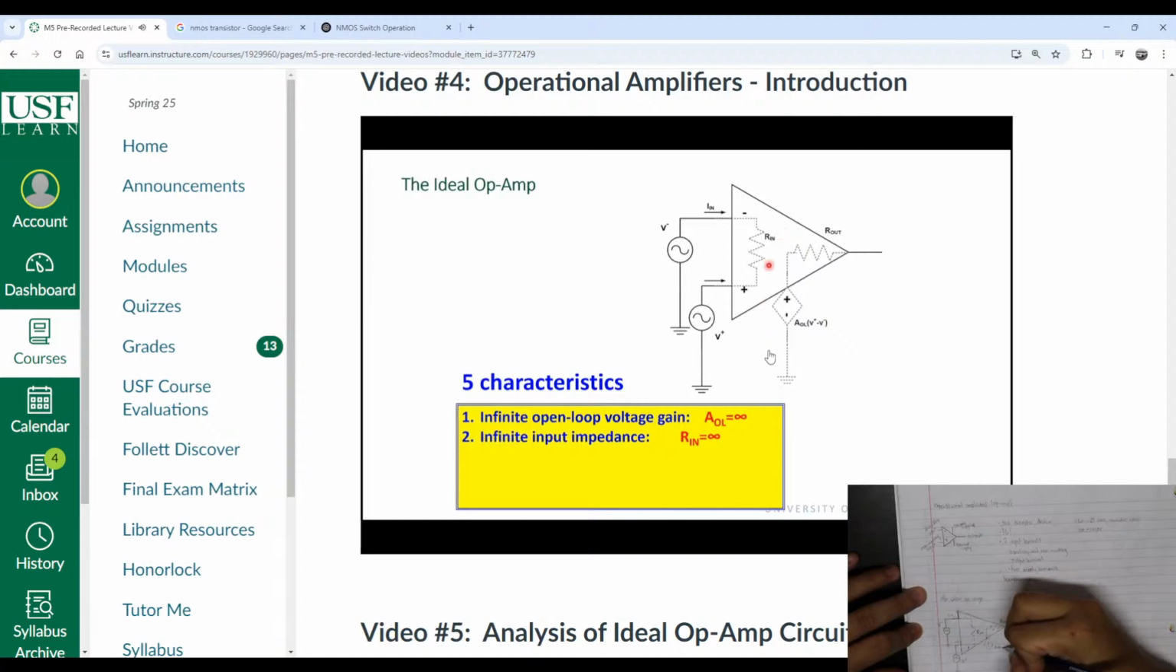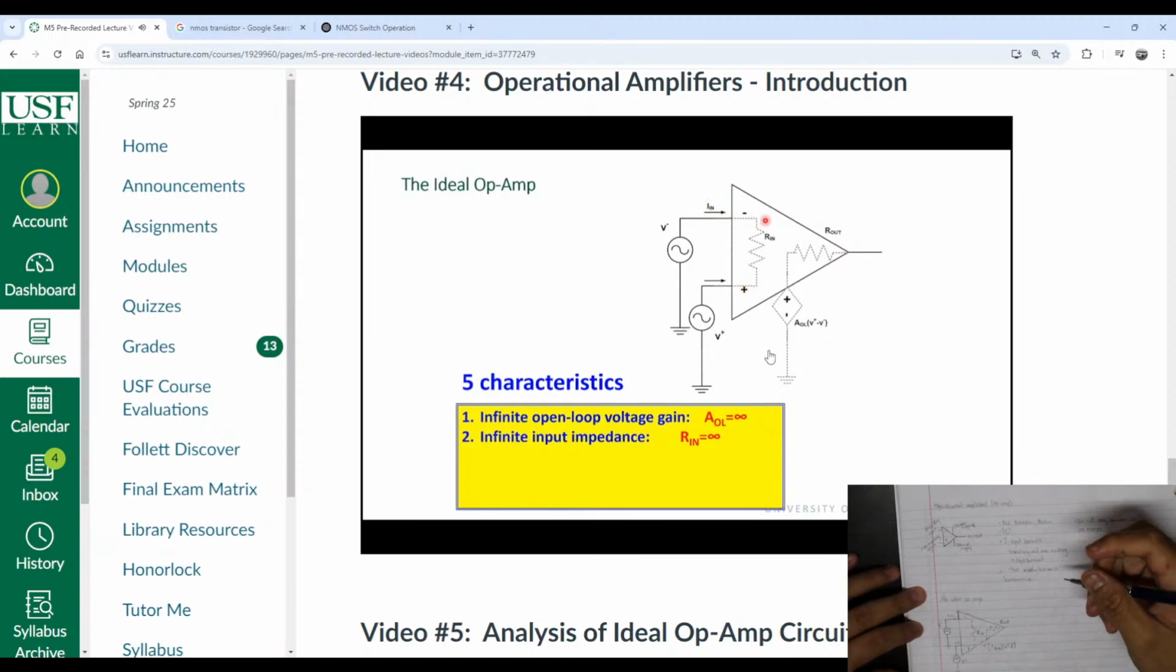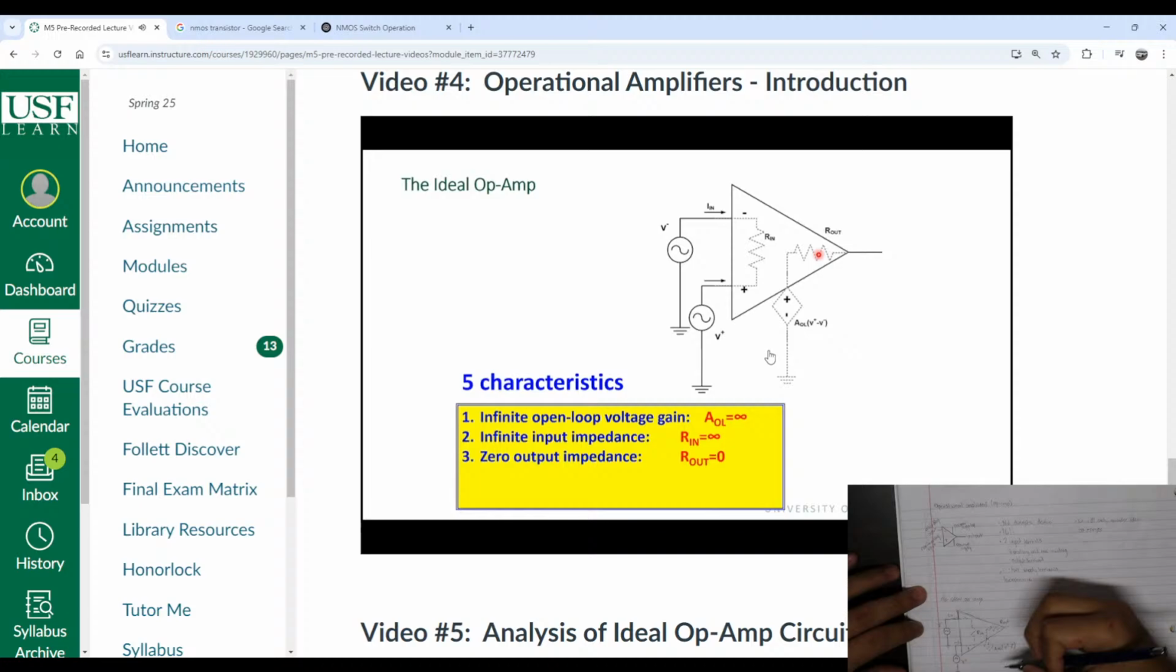I hope that makes a little more sense. Again, A OL will be explained later, but if R in is infinite, what should the input current, I n, flowing into the input terminal be? Think about that for a minute. We are going to assume for our ideal op-amp that this R out is 0. So this doesn't exist, right? This is a short, which you can see that we are simplifying things here.